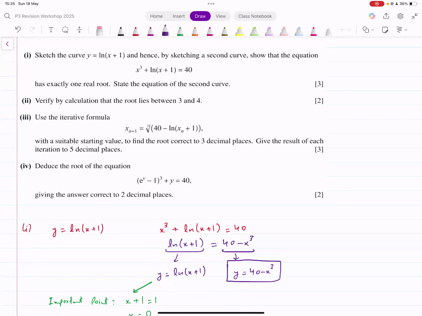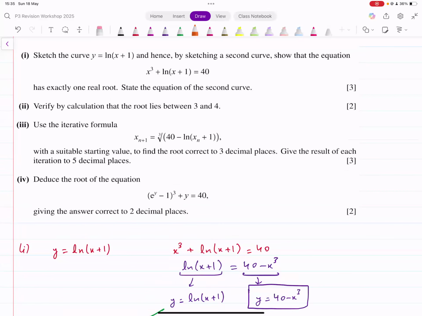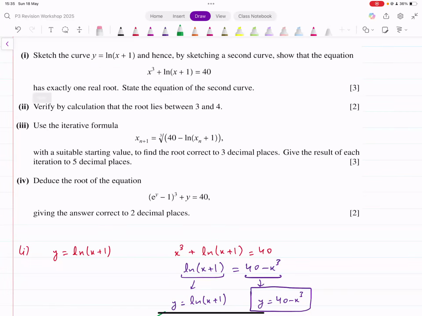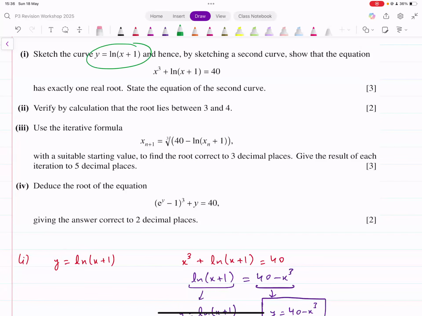Okay, let's look at this example. So they're saying, sketch this curve, and hence by sketching a second curve, show that this equation has exactly one real root. Now, we have to state the equation of the second curve as well. Now, how do we do that? They want us to sketch this curve first of all, y equals ln of x plus 1. Now, remember graphs of functions, O levels, this is one function that you have. What's the other function going to be?